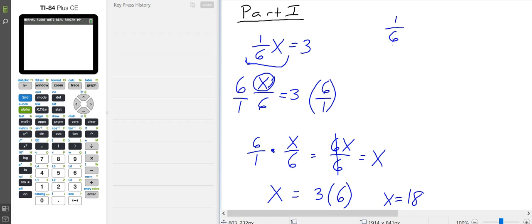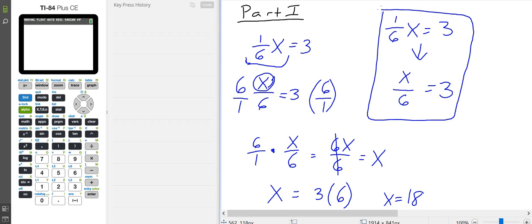So 1 over 6 x is equal to 3 would be the exact same question if we wrote it as x over 6 is equal to 3. And for both of them, we would get the answer x is equal to 18.